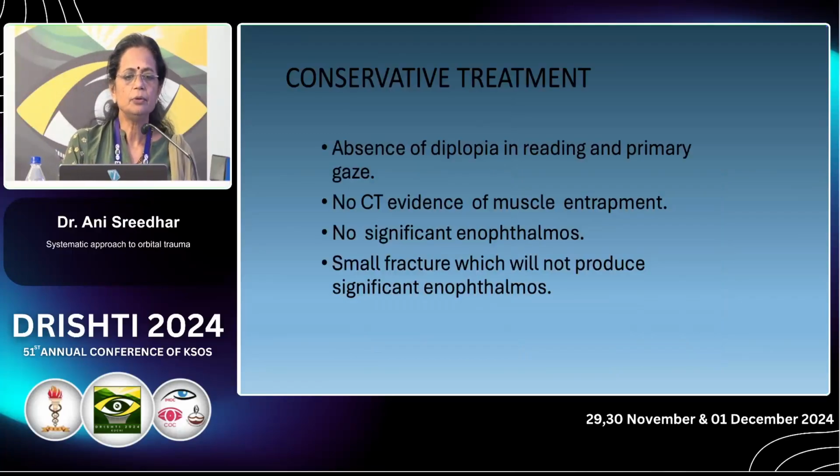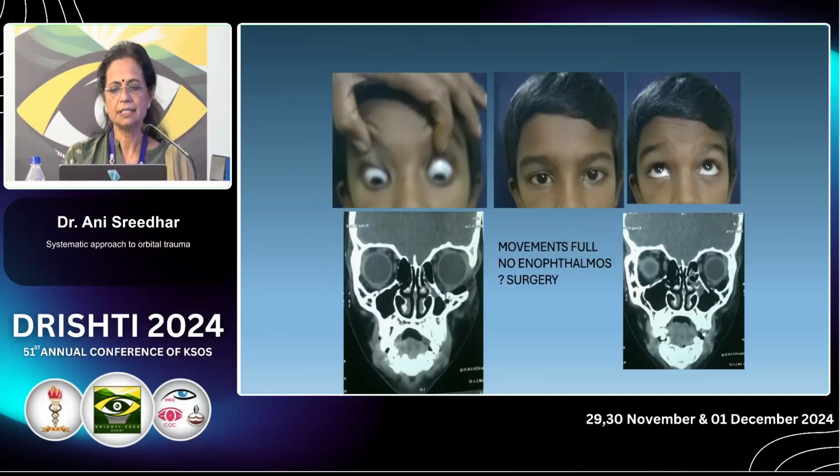So when do you not do a repair? When there is absence of diplopia in the primary or reading position, there is no significant ophthalmos, and if the fracture is small. So in this case, when there are almost normal lid movements, eye movements, and this fracture is small, should you do a surgery? Marian is there. Will you do a surgery here?